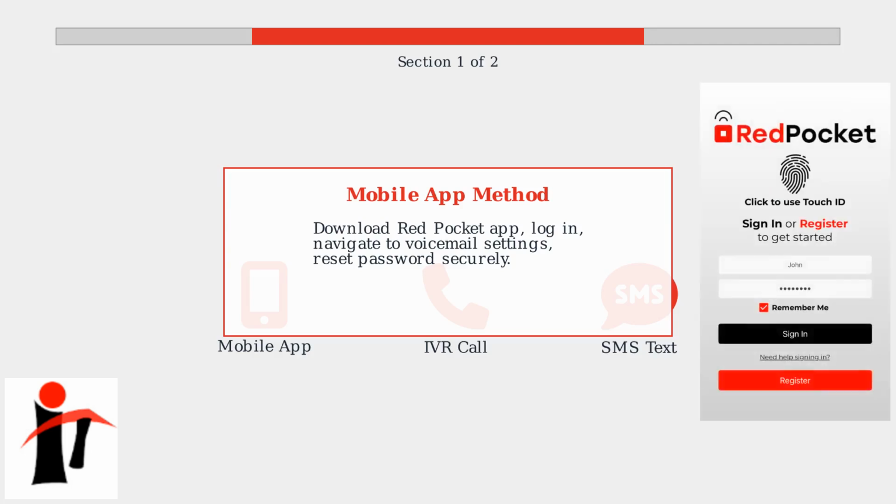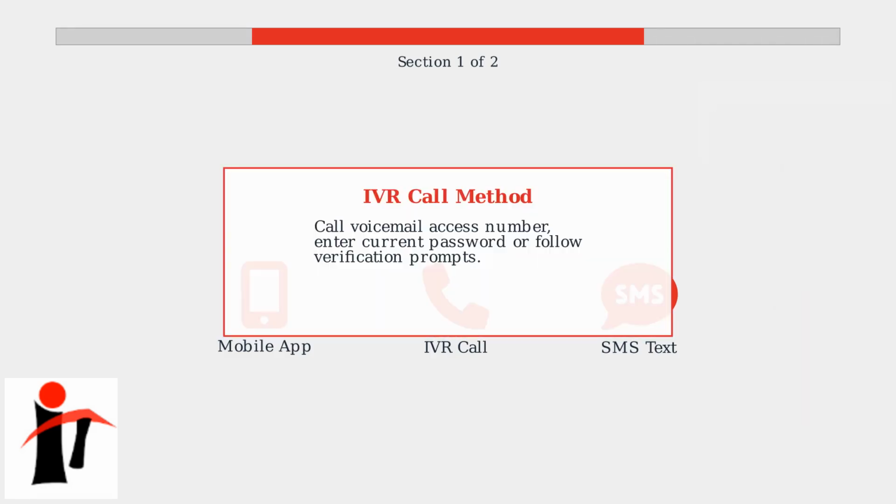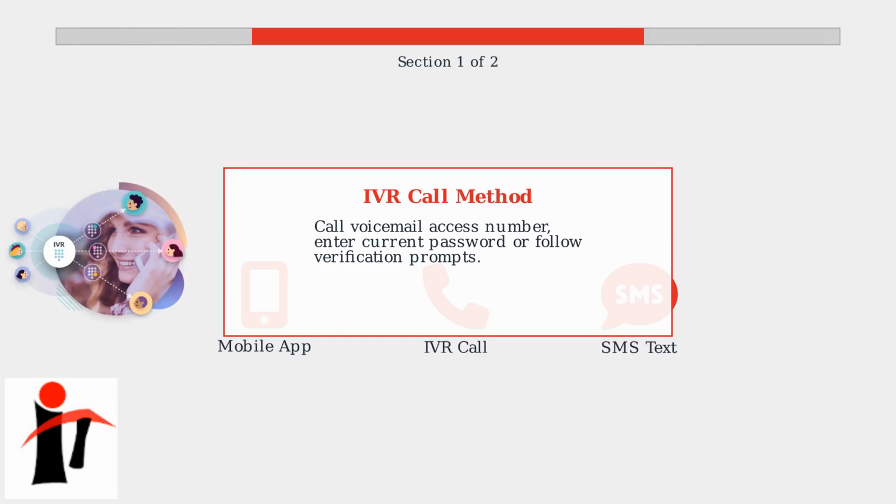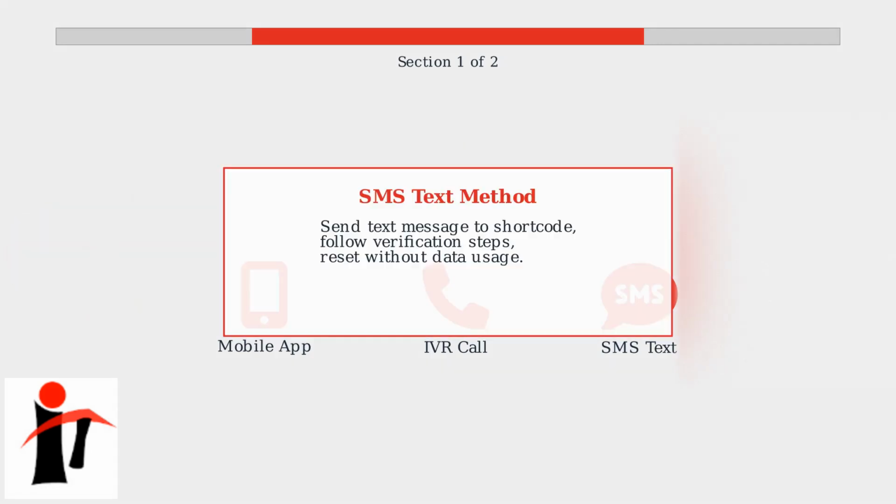Using the Red Pocket mobile app, download the app on iOS or Android, log in with your credentials, navigate to the voicemail section, and follow the prompts to reset your password securely. Interactive voice response via phone call. Call the voicemail access number, enter your current password, or follow the security prompts to verify your identity and reset the password. SMS text messaging. Send a text to the specified shortcode with reset commands, receive verification, and reset your password without needing internet data.